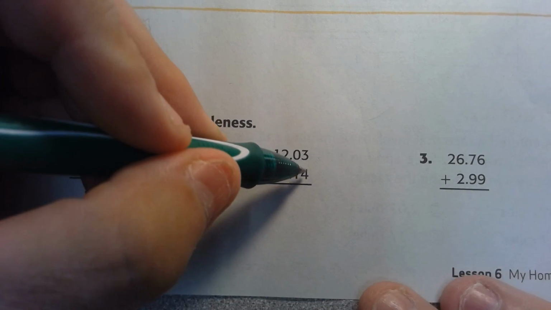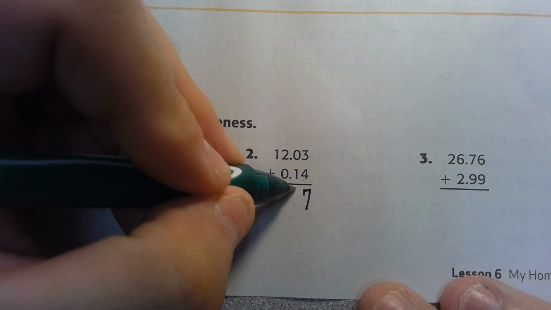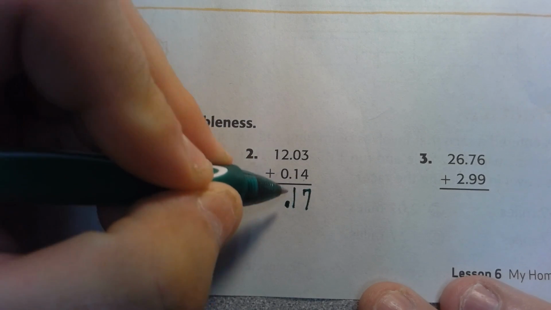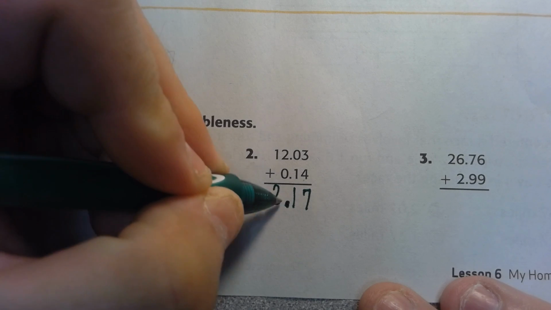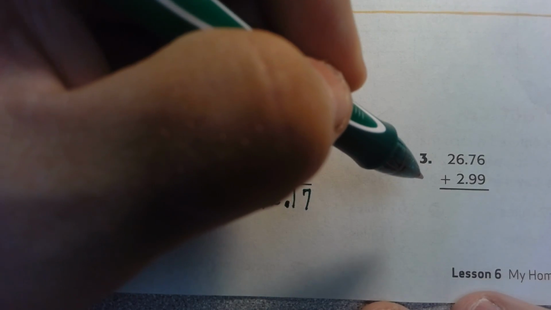Next one. What's 3 plus 4? 7. 0 plus 1? 1. Drop my decimal point straight down. What's 2 plus 0? Adding's the exact same way, isn't it? 12 and 17 hundredths.